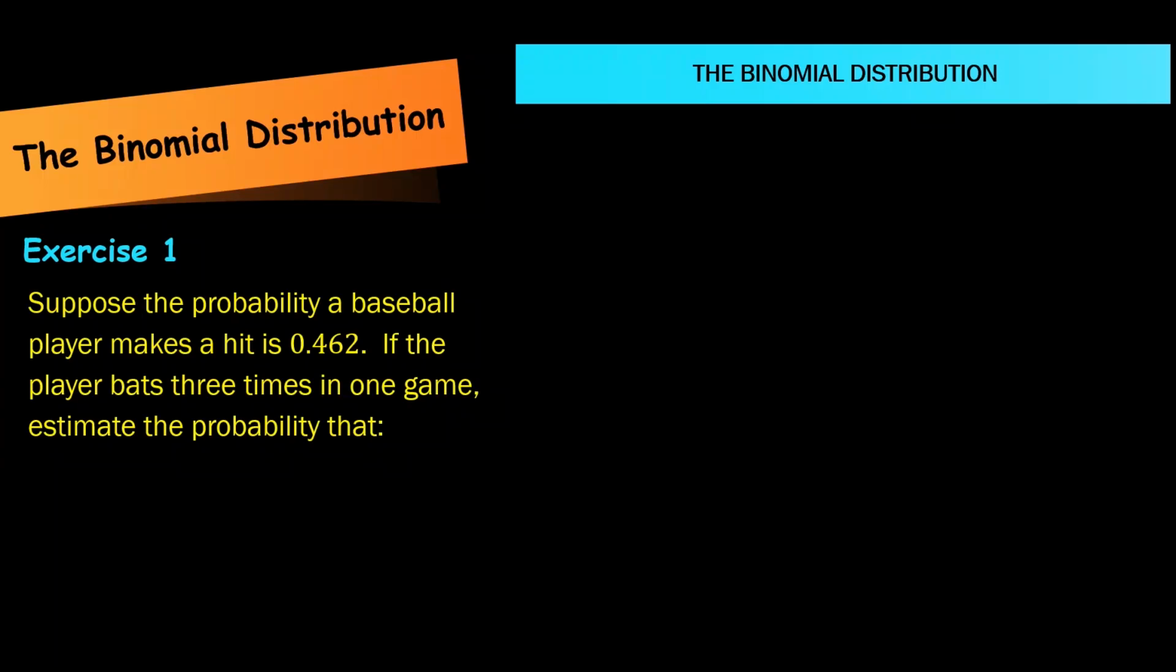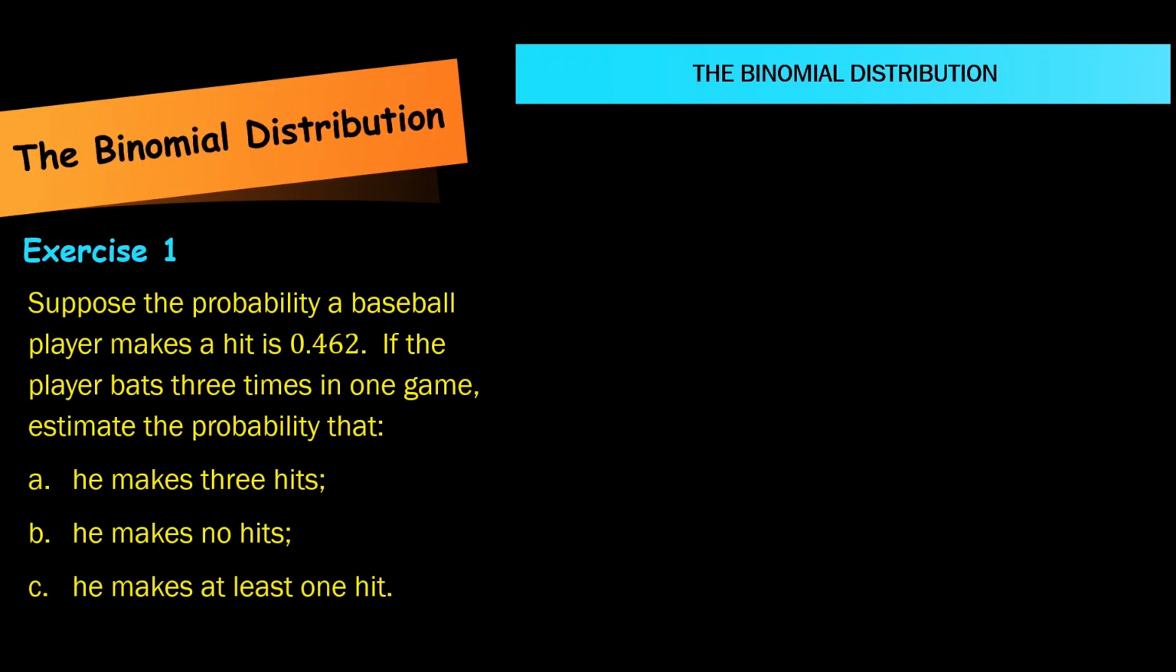Suppose the probability a baseball player makes a hit is 0.462. If the player bats 3 times in one game, estimate the probability that he makes 3 hits and that he makes no hits and that he makes at least 1 hit. So let's solve this. We're going to begin by creating a tree diagram.